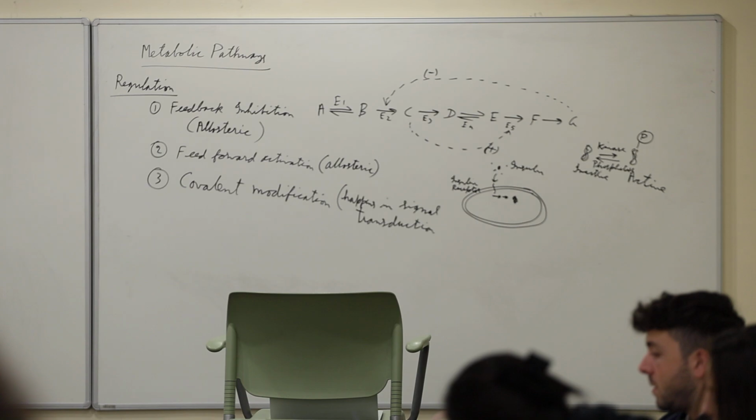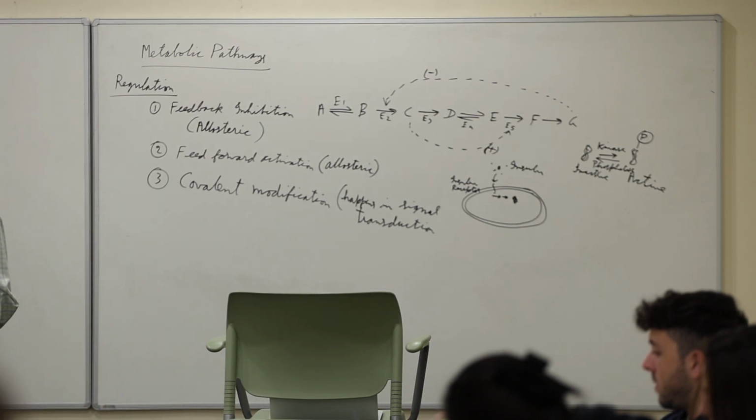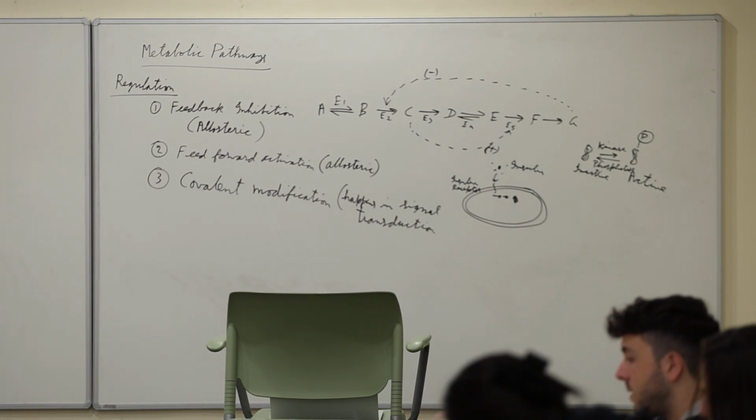So this is just an example where a protein is activated by forming a covalent bond or breaking a covalent bond. So that is called covalent modification. And as I said, usually if there are two opposite things happening, one of them will be activated by adding a phosphate, and the opposite one will be activated by removing a phosphate.